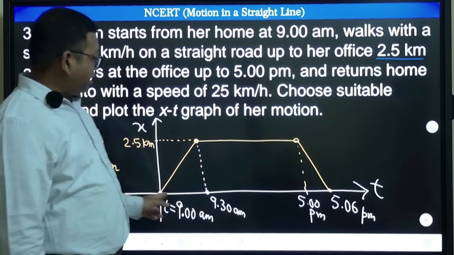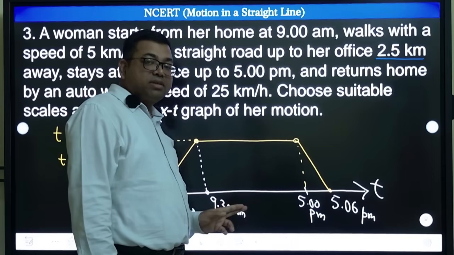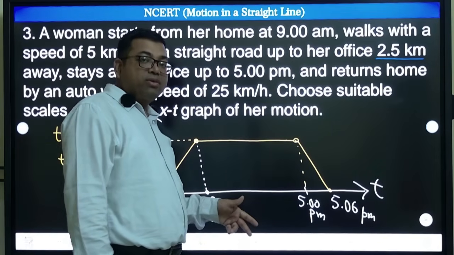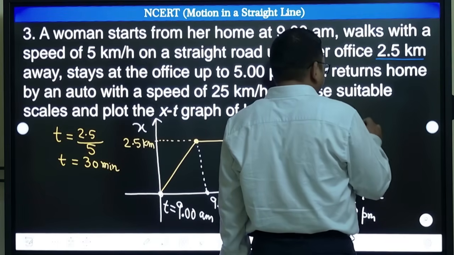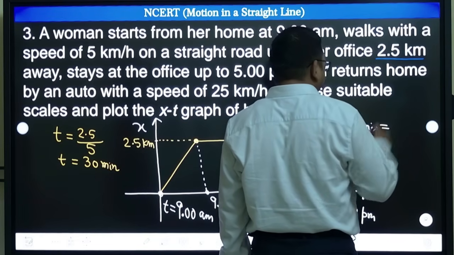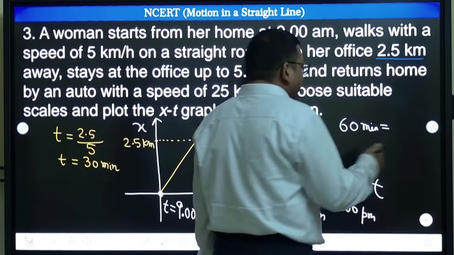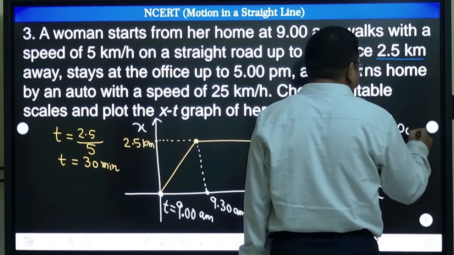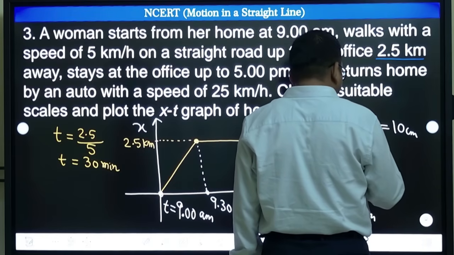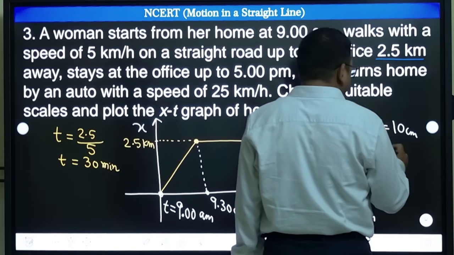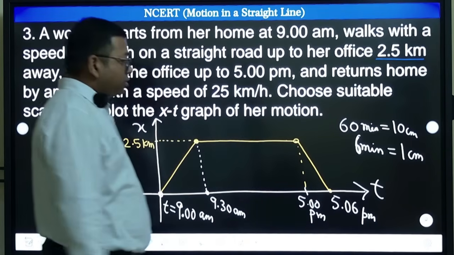But the problem will be that 1 hour, how many will we have? Because 1 hour is 60 minutes, correct? So 10 you have to represent, right? Because 1 hour, let us say 60 minutes, you represent by how much scale? Suppose I represent with 10 centimeters. So 6 minutes I will represent by 1 centimeter. So that you can do it, right?